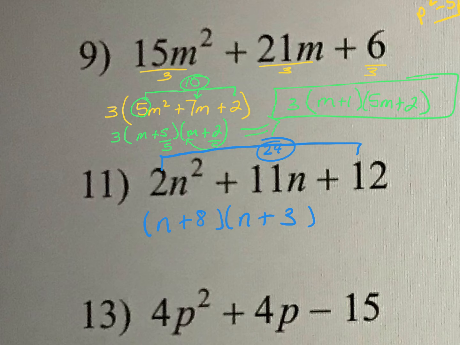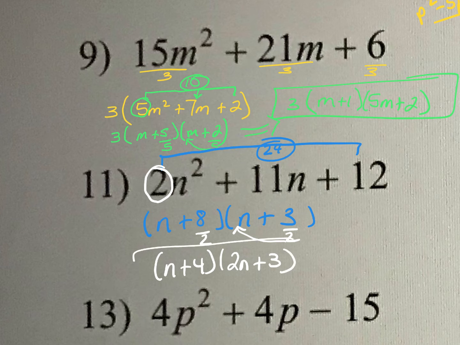Now, guys, if you just left it like this, what's n times n? N squared. I don't want n squared. I want what? 2n squared. So remind yourself, I have to divide both of these factors by 2. So 8 divided by 2 gives me 4, right? So n plus 4. Does 3 divide by 2 pretty? No. So this comes out in front, and this becomes 2n plus 3. And again, you can FOIL that back out, and you should get what you originally started with.